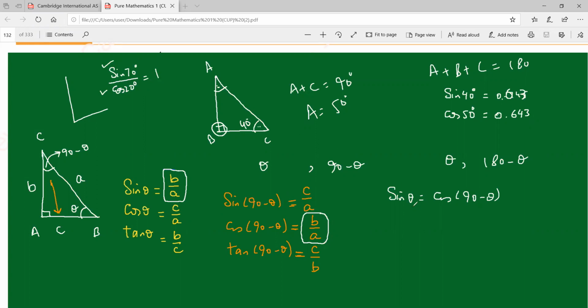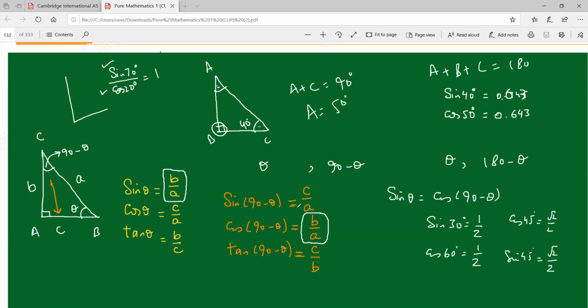So from this, you should remember that if you have two complementary angles, then the sine of one is equal to the cos of the other. Like if you know that sine 30 is half, that means you also know that cos 60 will be half. If you know that cos 45 is root 2 over 2, then you can say my sine 45 will also be root 2 over 2.